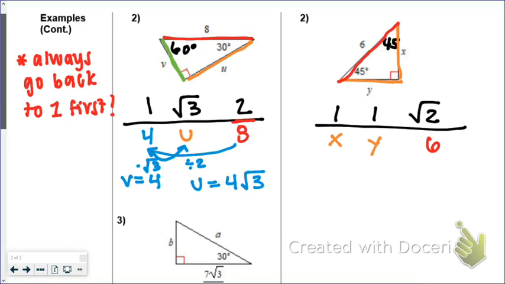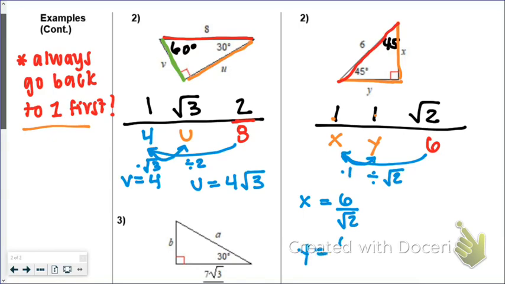All right, so in this case, we always want to go back to 1 first, but we have 2 1s, so it doesn't really matter which one we go back to first because they're going to be the same. So I'm going to go back to this first position, however, and I'm going to divide by what I started with. So I'm going to divide by the square root of 2. All right, so x is just going to equal 6 over the square root of 2. All right, and guess what? X just equals y, so I just have to multiply this by 1, so y is going to equal the same exact thing.